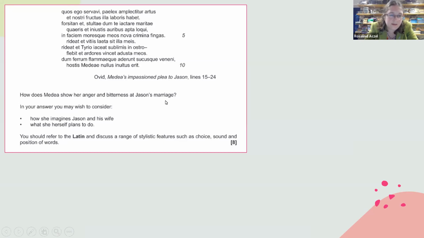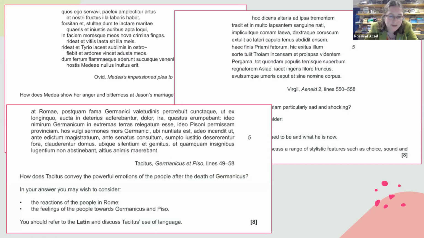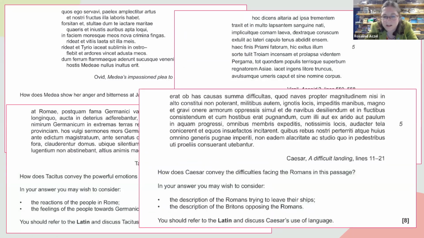So the first one: how does Medea show her anger and bitterness at Jason's marriage? How does Virgil make the death of Priam particularly sad and shocking? How does Tacitus convey the powerful emotions of the people after the death of Germanicus? And how does Caesar convey the difficulties facing the Romans in this passage?